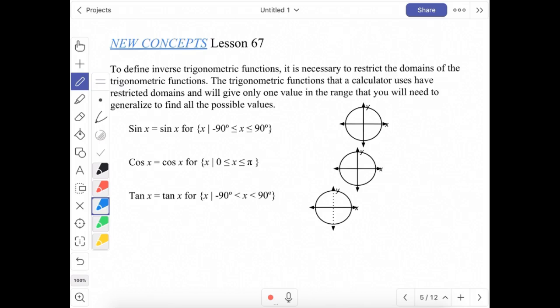For sine, they will give you anything from negative 90 degrees to 90 degrees. So we're looking at any of these values. For cosine, they're giving you anywhere from 0 to pi or 0 to 180 degrees. And for tangent, again, not including. You can see those other two are including. But for tangent, we have negative 90 is less than x is less than 90. The reason those aren't included is because at negative 90 and at 90, the tangent is undefined.